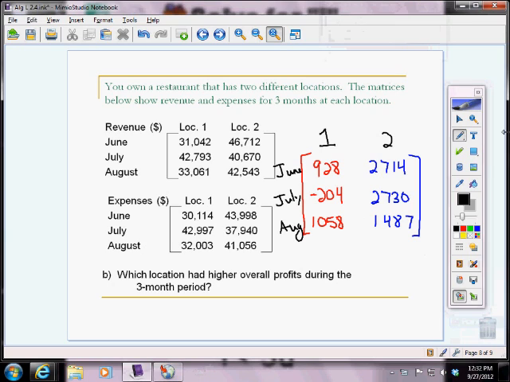Okay, so again this question says what location had higher overall profits during the 3-month period. Well, remember this matrix here represents our profits. So if we wanted to know the total profits overall during the 3-month period, you would just add 928 plus a negative 204 plus 1,058. And so if you just added those three up, your total profit for location 1 would be $1,782. Do the same thing here for location 2. If you add all of those up, we get $6,931. So this shows us what our total profit is at each location.